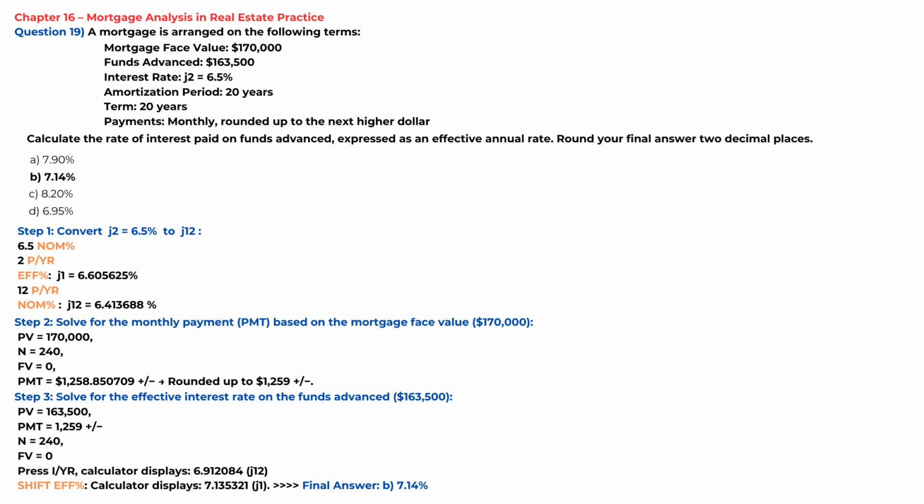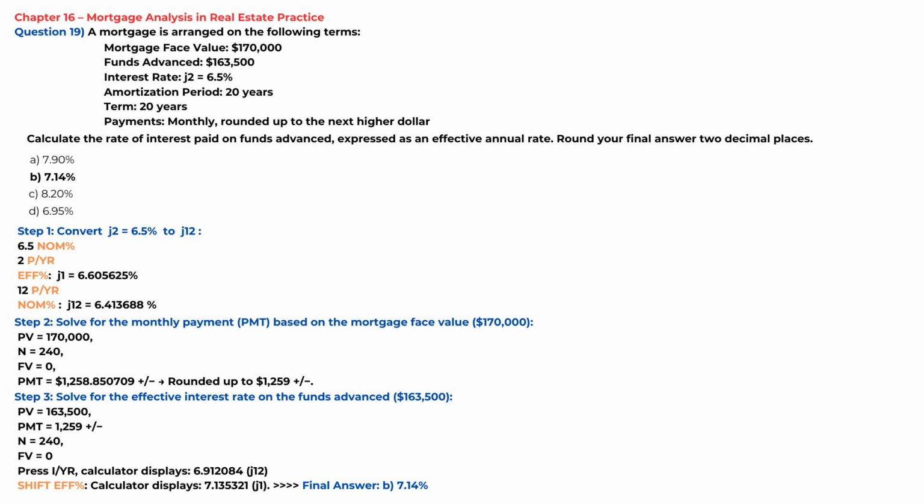Step 2. Determine the monthly payment, PMT, based on the mortgage face value, $170,000. $170,000 PV, 240 N (20 years times 12 monthly payments), 0 FV. Press PMT. Calculator displays negative 1,258.8579. Press plus/minus sign, and then press PMT to round off the payment.